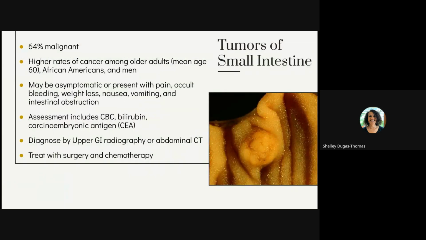Okay. And small bowel tumors have a high malignancy rate and can be silent or present with non-specific GI symptoms. They show similar demographic patterns to gastric cancer, especially in older adults, males, African Americans at higher risk. The occult bleeding and potential for obstruction make early detection more challenging. This is usually treated with surgery and chemotherapy.